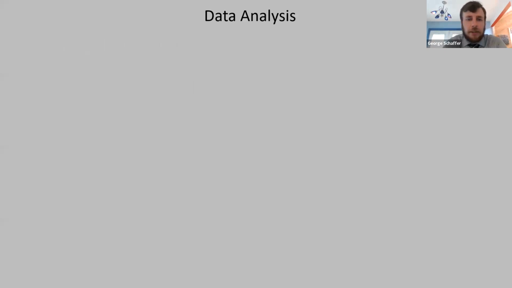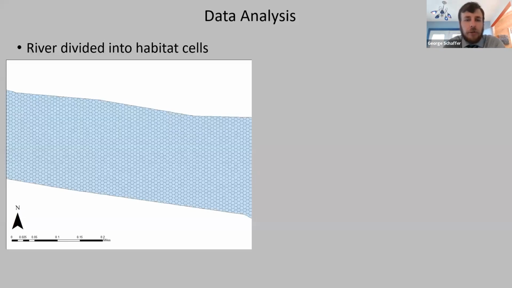So once we got back to the lab, we manually drew the river's boundary using ArcMap from satellite imagery provided by the USGS Landsat imagery program. And we did this for each month. Once we had the polygon manually drawn, we overlaid a tessellation grid pattern over the polygon to create these habitat cells as seen in the figure below. A full habitat cell, so the full hexagon, was 127 square meters.